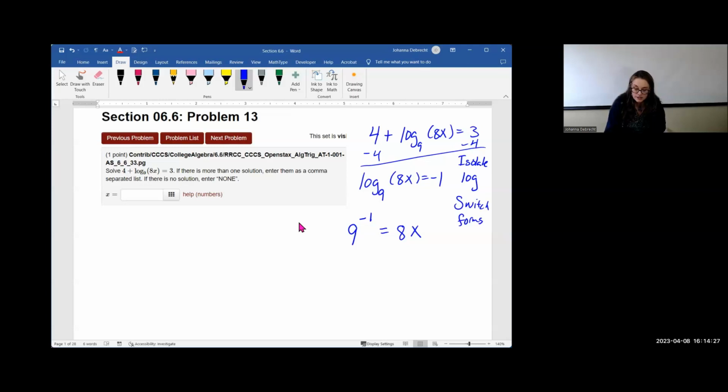I can also think of this 9 to the negative 1 as 1 over 9, which will probably make it a little bit easier to come up with a solution that x is equal to 1 over 72. If I have x equals 1 over 72 and I plug it into the original, it will work. Again, 1 over 72 times 8 is a positive value, so it does work as the answer part. So it is not extraneous.